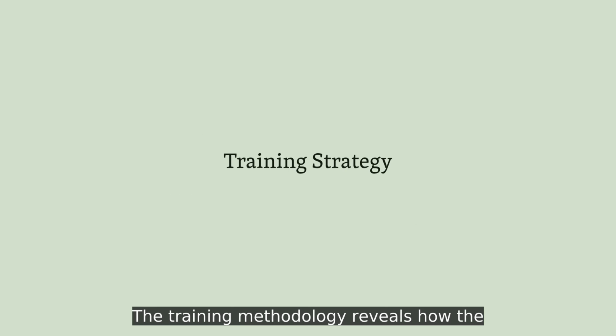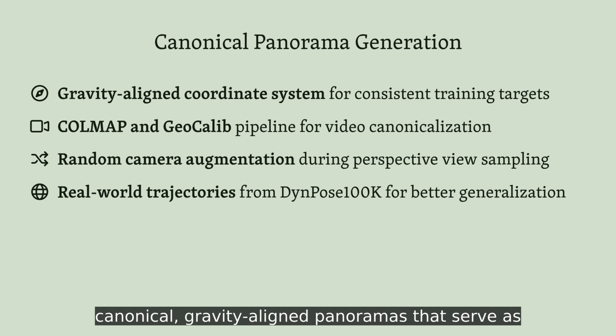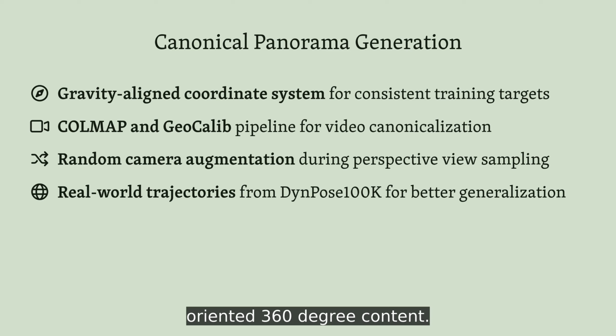The training methodology reveals how the authors achieve this geometry-free capability. The training strategy centers on creating canonical, gravity-aligned panoramas that serve as consistent targets. By using both simulated and real-world camera trajectories during training, the model learns to handle diverse input conditions while always producing properly oriented 360-degree content.